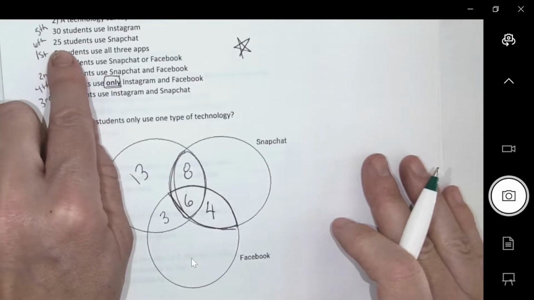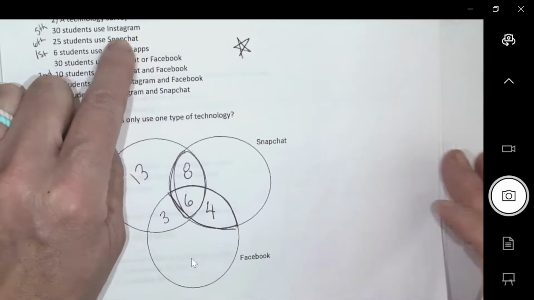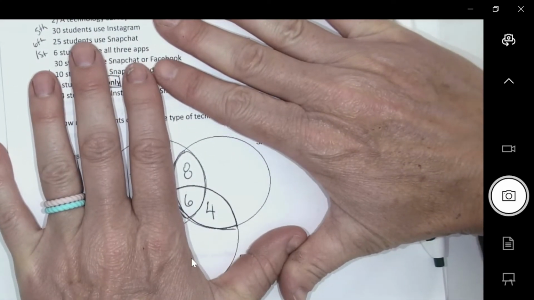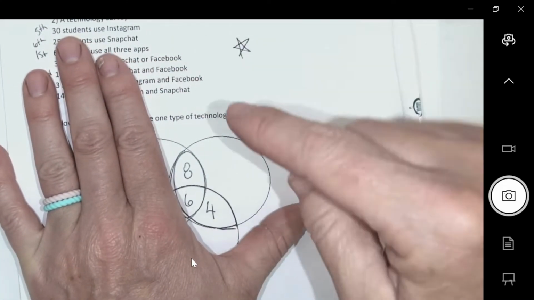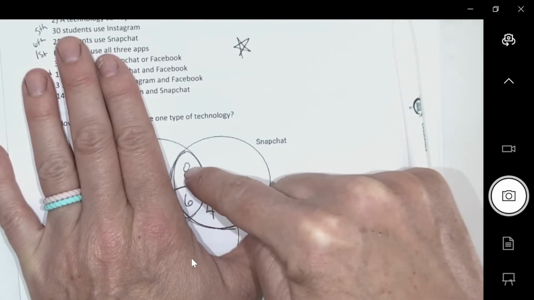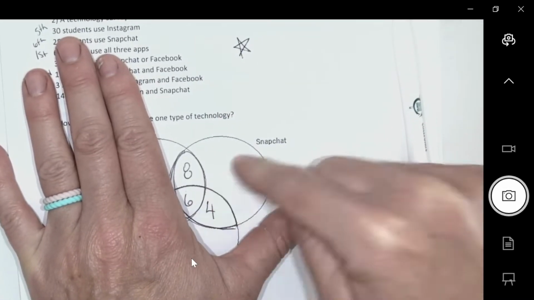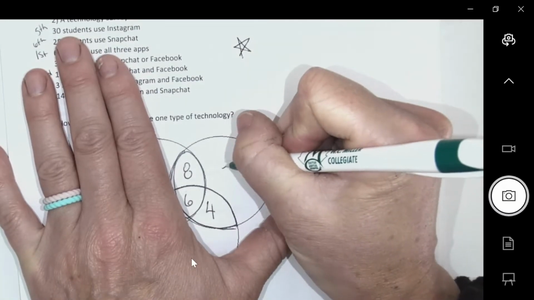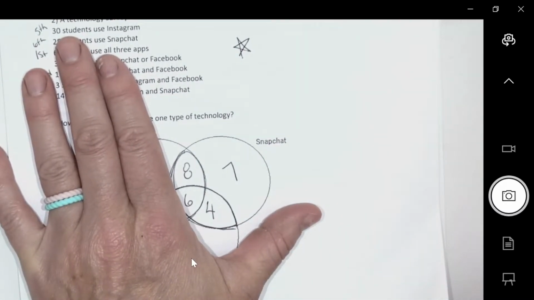Okay, 25 use Snapchat. So inside the whole Snapchat bubble, I need 25. So 6 and 4 and 8, that's 18. So how many more do I need in that bubble? 7 more.